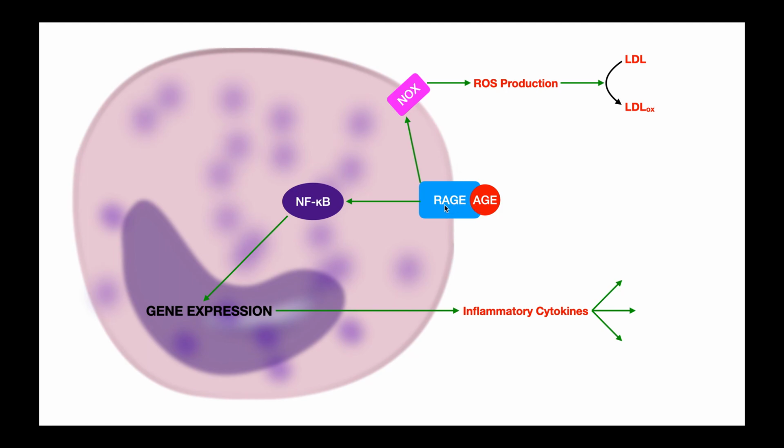And that leads to the activation of several pathways, two of which are the NF-kappa B pathway, which leads to the production of inflammatory cytokines, and the NOX pathway. This is NADPH phagosome oxidase, which results in the production of reactive oxidative species, so free radicals. Remember, those free radicals can oxidize LDL, and that, of course, forms oxidized LDL, which we call LDL-ox. That's how we abbreviate it.